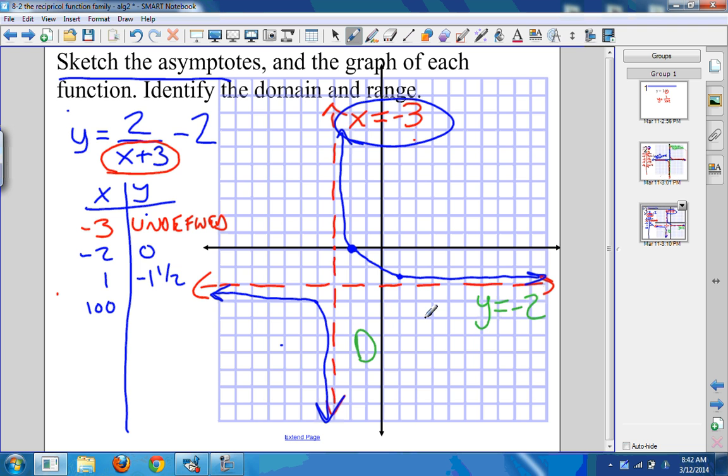So the domain, that's all of my x values that we have here. So we could say the domain is all real numbers except x equals negative 3. The graph, we have a value for all of our x values except for right here, and we have a value for the rest of our x values. The range is going to be the same thing. That's our y. We could say all real numbers except y equals negative 2. So that's what you guys are going to be doing in class. Bring any questions that you have. We'll see you there.